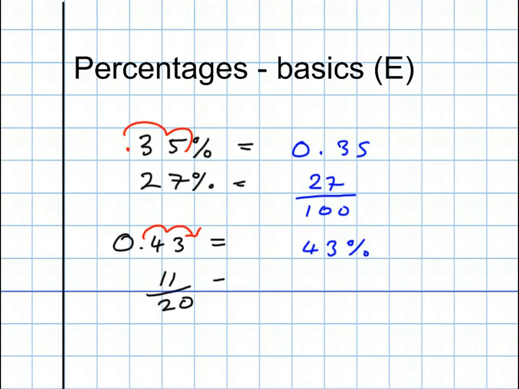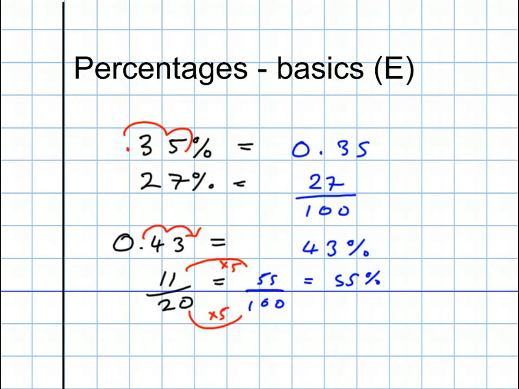Now, what about 11/20ths? Slightly more complex. All fractions have to be over 100 to be able to convert them to percentages. So I convert that to a fraction over 100. And from your work on equivalent fractions, we know that to turn 20 into 100, we multiply it by 5. And what we do to the denominator, we have to do to the numerator. So we multiply 11 by 5 to make it 55 over 100, which is 55%.